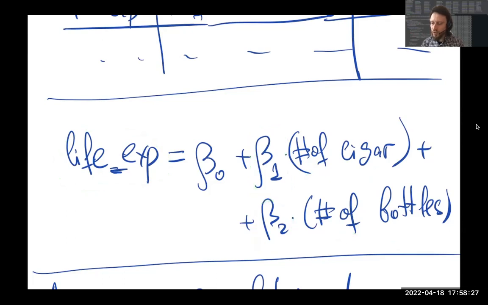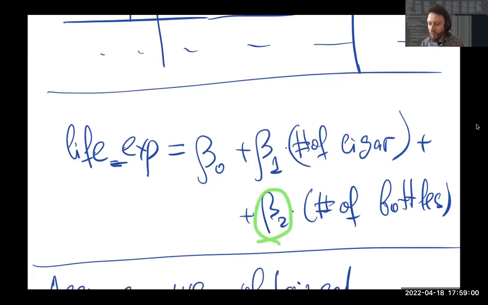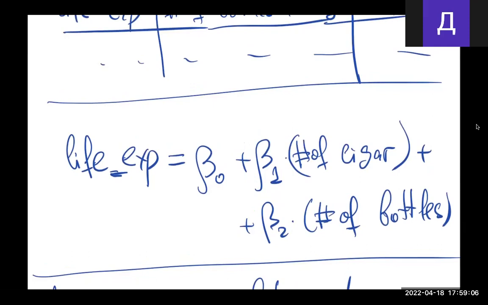But it is true that you can do it vice versa. And you can ask about the effect of alcohol on life expectancy for fixed number of cigarettes, yes. And this effect is given by this variable beta 2. It is not easy to say that this effect is larger than this effect, because of different units of measure. But anyway, you can estimate the effect of this thing and the effect of this thing, right? So we just say that there is an effect, and we can estimate it.